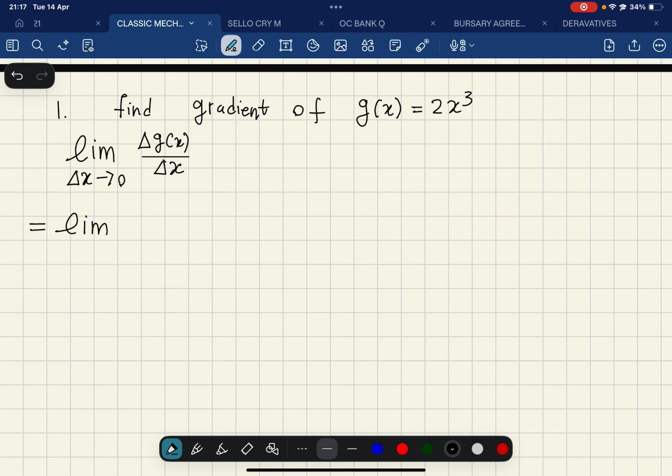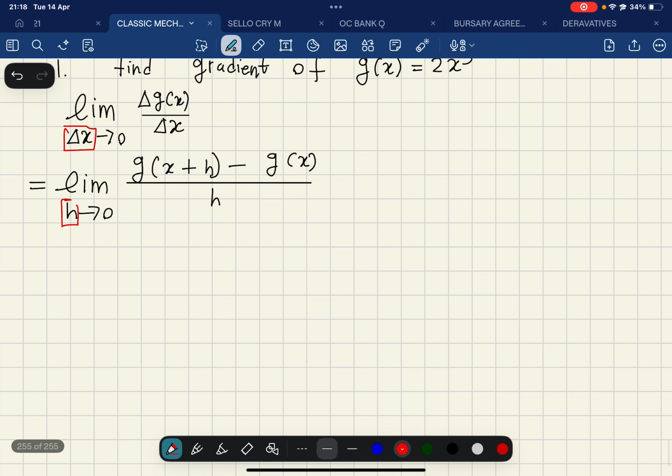We know that first principle says what? As h approaches 0, it's going to say g of x plus h, minus g of x, all divided by h. But now, instead of using h, they use change in x.